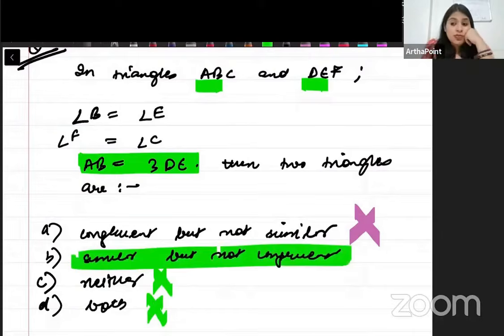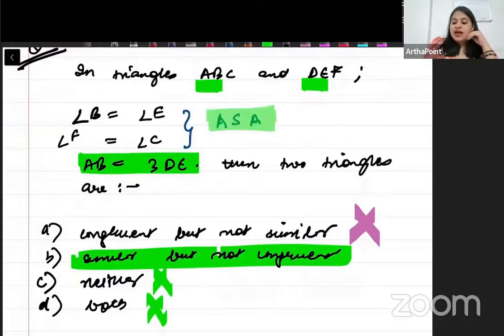Can you tell me by which property? The property will be ASA, angle side angle, that we just studied. Angles are equal and the middle side is proportionate. So by angle side angle, the two triangles will be similar to each other. So the answer to this question will be similar but not congruent, right? These are some of the questions that I wanted to discuss with you based on triangles. Of course, there are multiple other questions that you can practice.